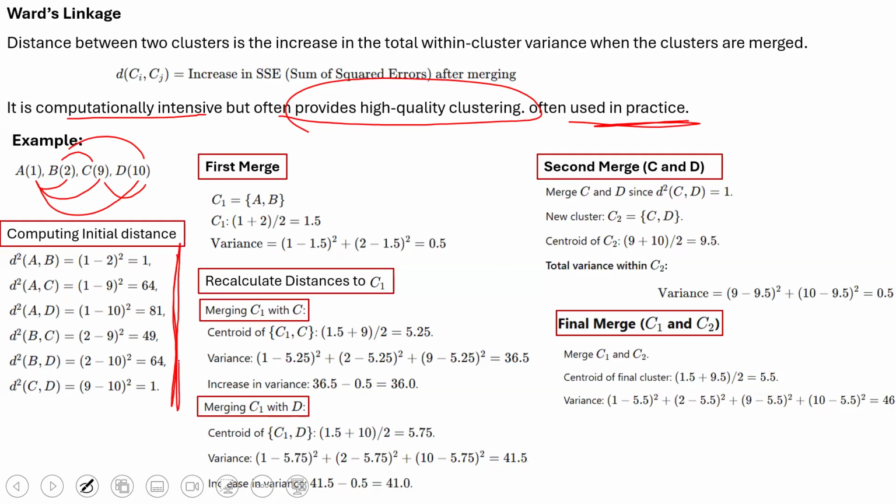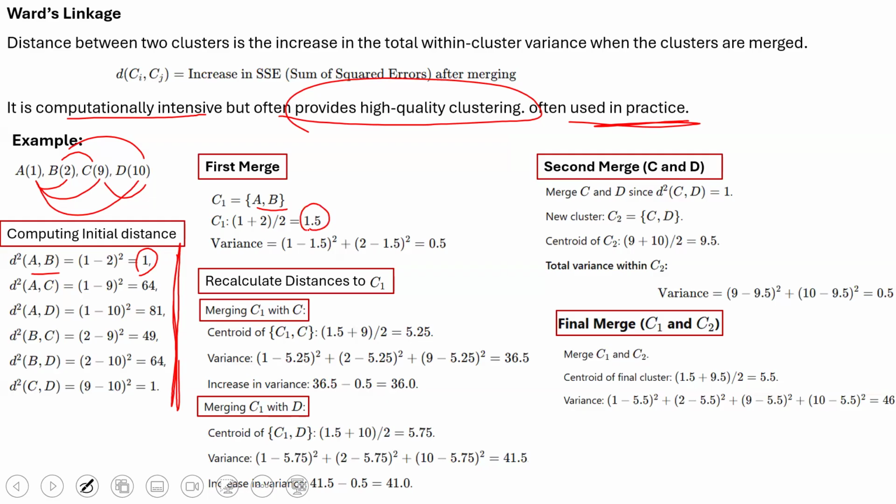Now if you look at this, the smallest here is A and B, right? You can even merge C and D, but they both have the same value. So I'll merge A and B. Now I merged A and B, so the centroid of that will become 1 plus 2 by 2, which is 1.5.